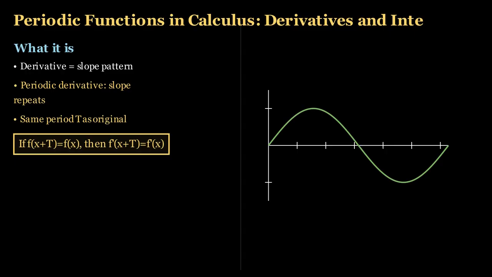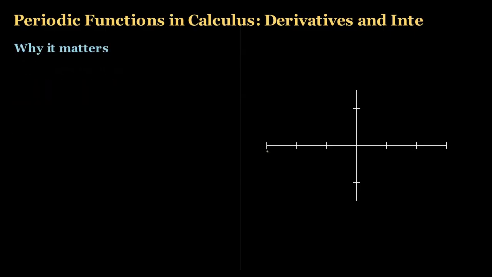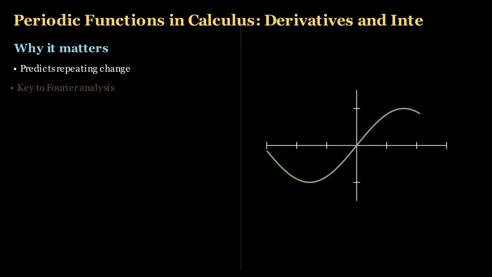Why do we care that the derivative repeats? Because in physics and engineering, many systems are driven by periodic forces, like a swing pushed at regular intervals, or alternating current in a wire. Knowing the derivative pattern lets us predict velocity, acceleration, or current change at any point in the cycle.